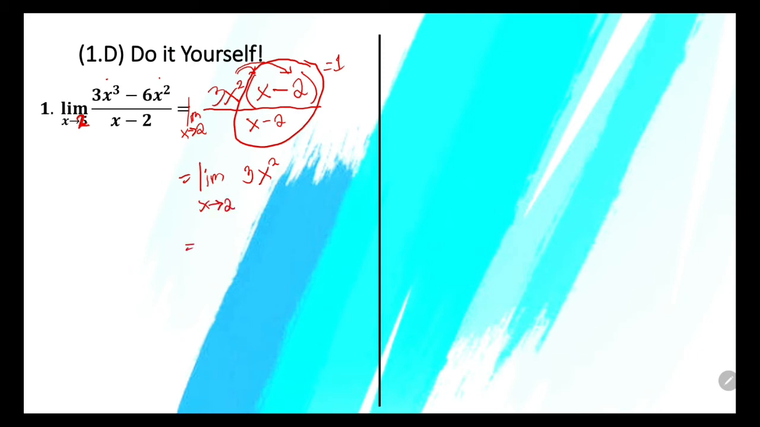And you can now use direct substitution. So you have the 3, okay, 2 squared, okay, 2 squared is 4, 4 times 3, you have 12. Another example is this one.